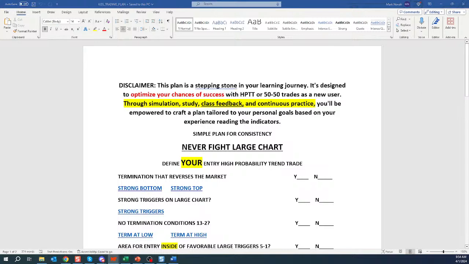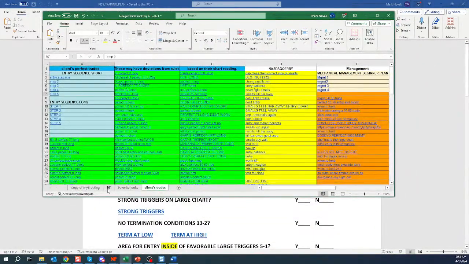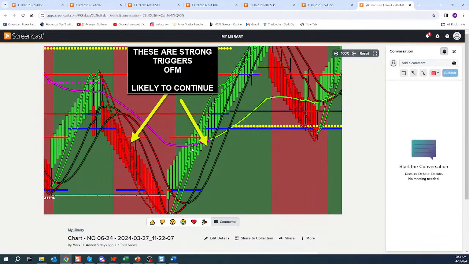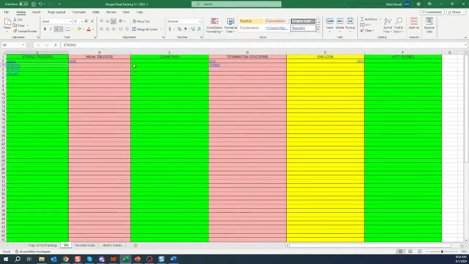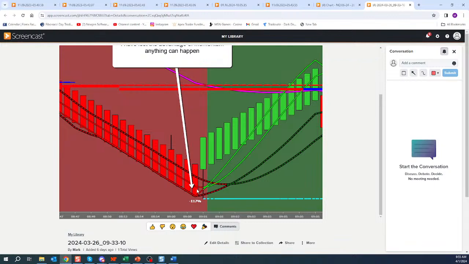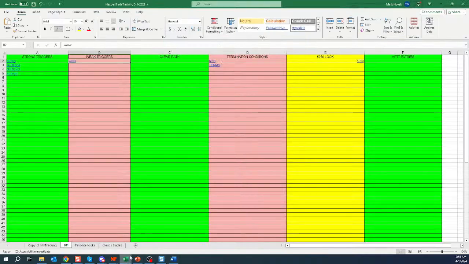The easiest way to study the high probability trend trade, I think first and foremost, is to go back and take pictures of the rules being met. Go back and take pictures of strong triggers so that every time I see strong triggers, I know exactly what I'm looking for. And then go back and take pictures of weak triggers and talk about the idea of what those weak triggers mean to me. Anything can happen up or down. And what you're doing is you're creating recognition through repetition.